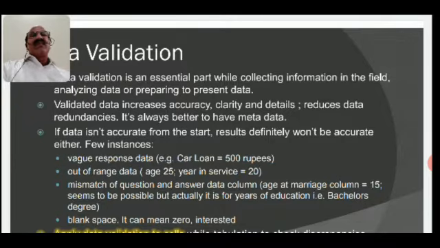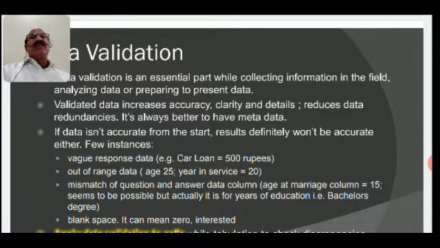Let me give a few instances. Say a vague response. Somebody says, I have taken 500 rupees for a car loan. If you enter 500 rupees, it's okay. Even if you put 5 rupees, it's okay. But is it valid data? No, nobody is going to go for a car loan for 500 rupees.